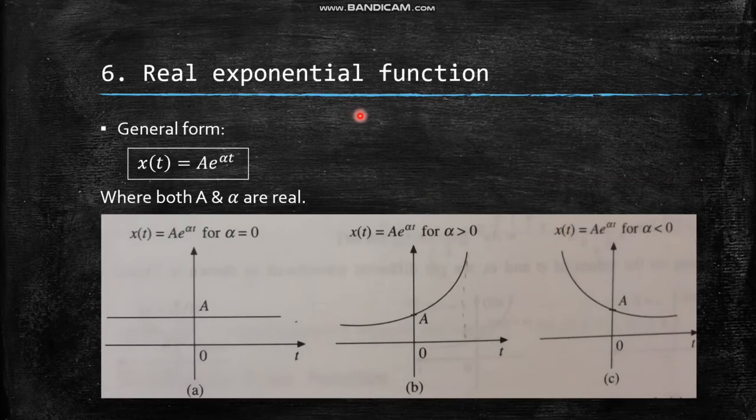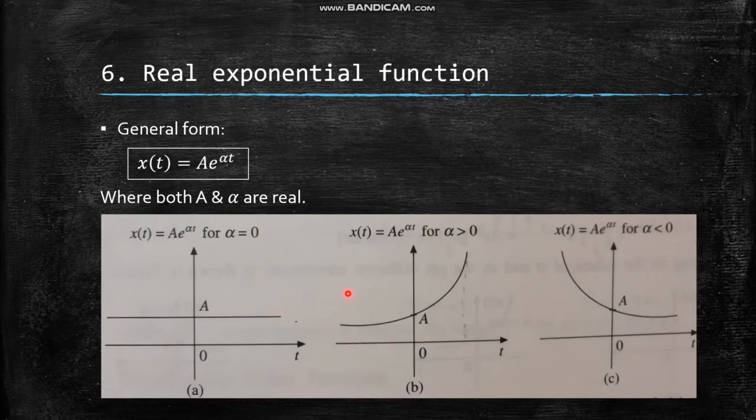The general form for a real exponential function is x of t is equal to a e raised to alpha t, where both a and alpha are real in nature. This has three main cases for representing a real exponential function. The first one is taking alpha equal to 0, that is, in this equation x of t is equal to a e raised to alpha t. When we take alpha equal to 0, we obtain the signal x of t as a constant amplitude function, a constant amplitude signal for all values of t, as it is represented here.